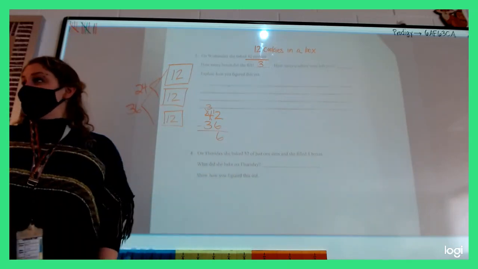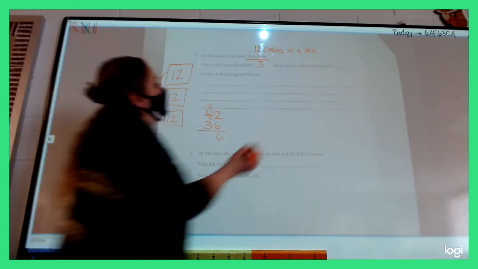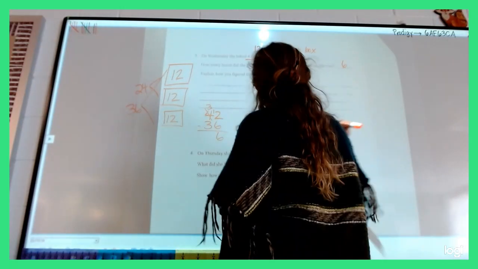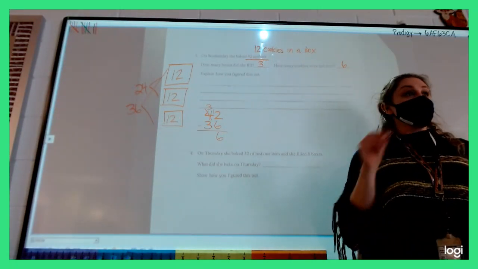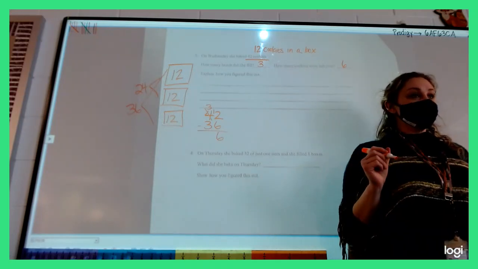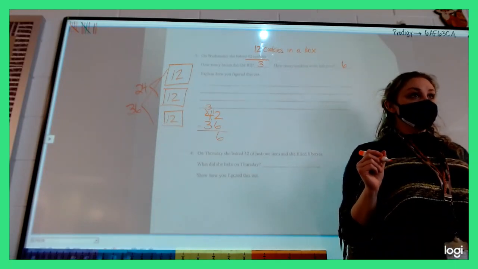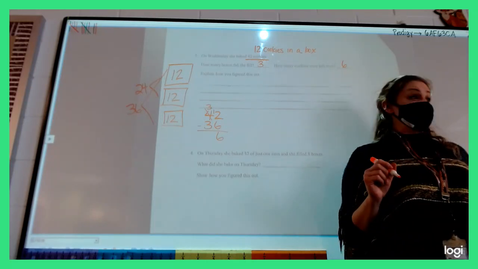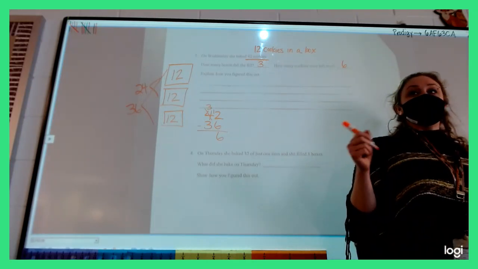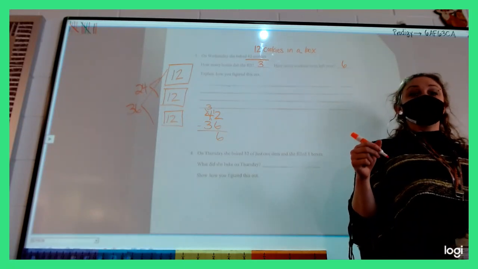6 cookies left over, right? Now explain how you figured this out. What could I say? Abby? You could say I could fill 3 boxes with 12 cookies and have 6 left over. Just as easy as that, okay? Let's all write that down, then we do have to pause again to go to special.